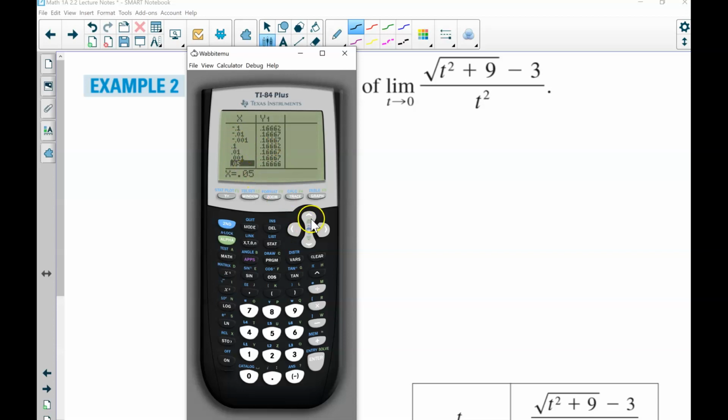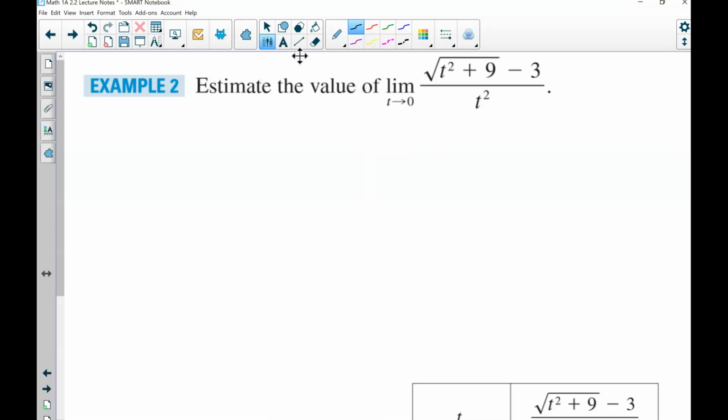Okay. Well, I guess the calculator's kind of slowing down here, but anyway, as you can notice here, the outputs are all close to what? 0.1667 and so forth, right? So what it's saying here is that as t approaches 0, the values of the function seem to approach 0.1666666 and so on.